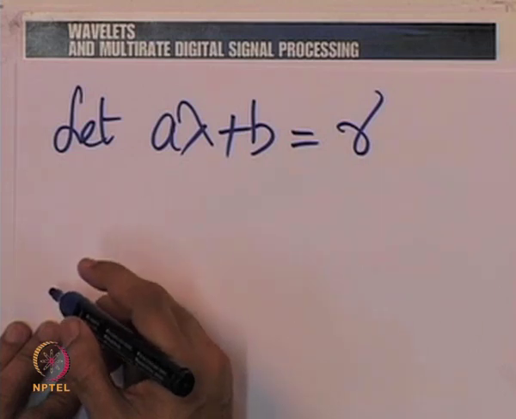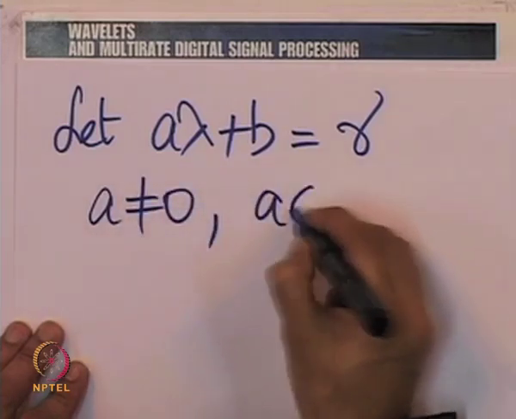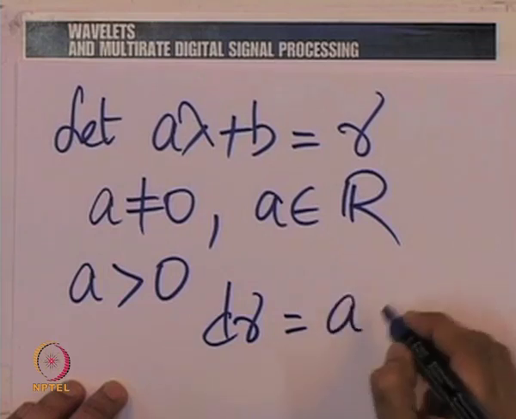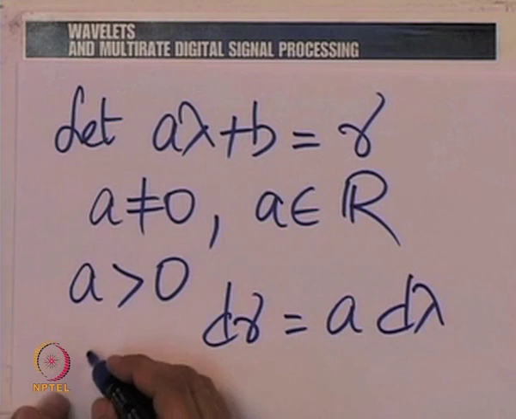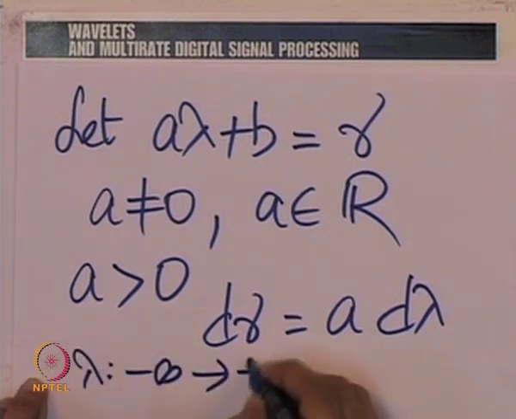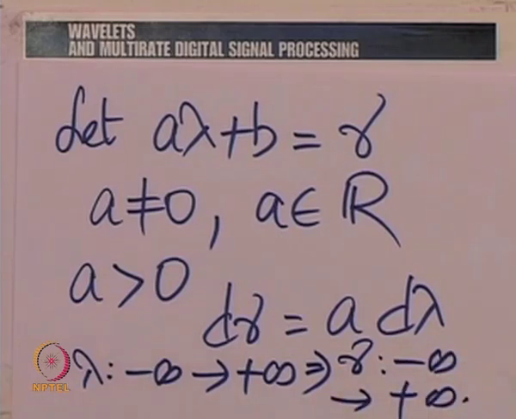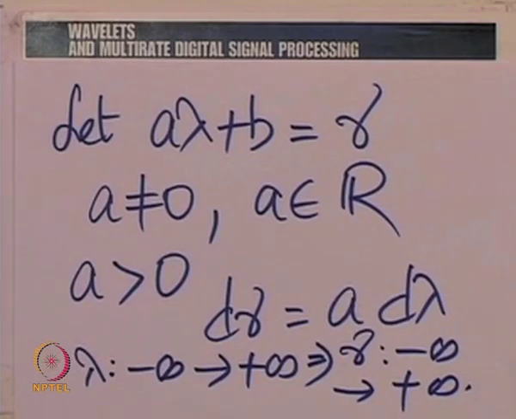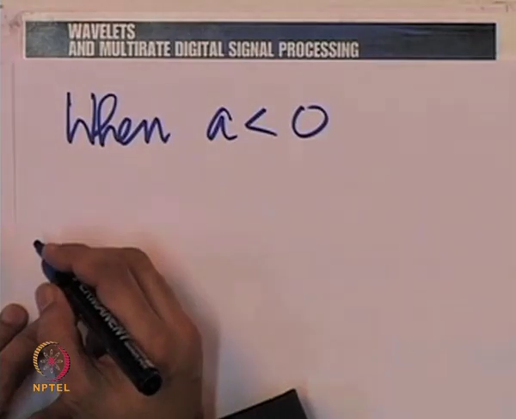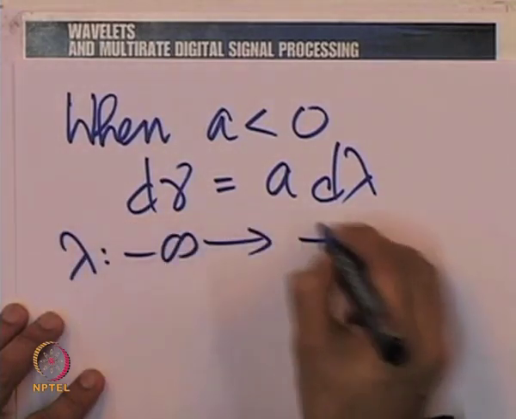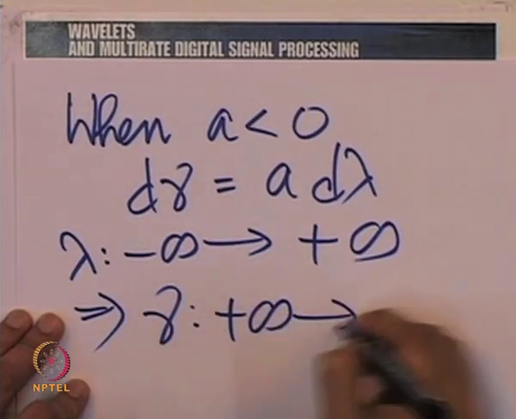Now, there are two possibilities. A is of course not equal to 0 and A is real. So, when A is greater than 0, d gamma is of course always A d lambda, and lambda going from minus to plus infinity translates to gamma also going from minus to plus infinity. On the other hand, when A is negative, of course, d gamma is as usual A d lambda, but lambda going from minus to plus infinity translates to gamma going from plus infinity to minus infinity.